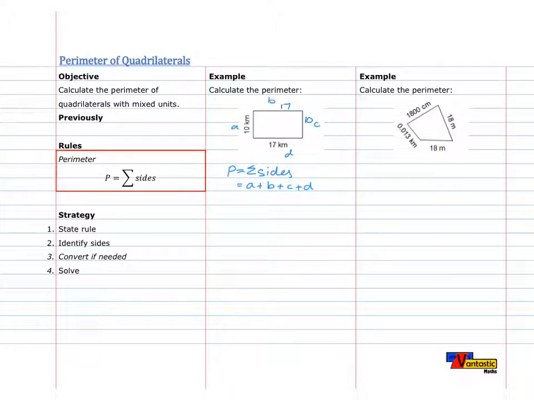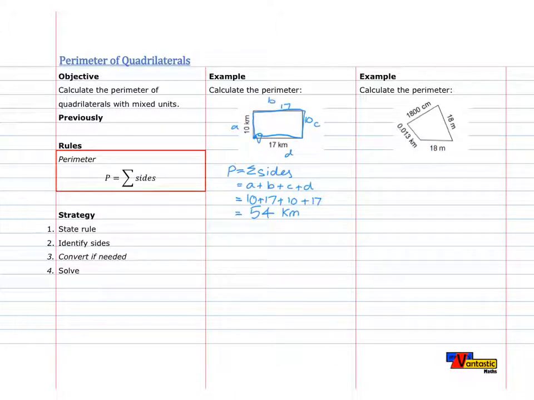We don't require any conversion, so we can simply fill in these values and then calculate the answer. 10 plus 17 plus 10 plus 17 again. And you can use your calculator here should you need it. Our answer is going to be 54. And that will be kilometers. So if we wanted to walk all the way around this shape, that distance around it would be 54 kilometers.